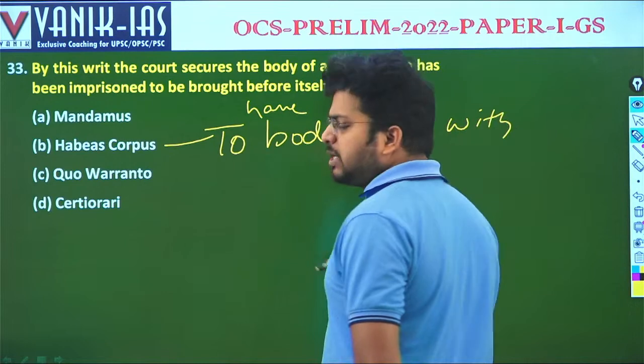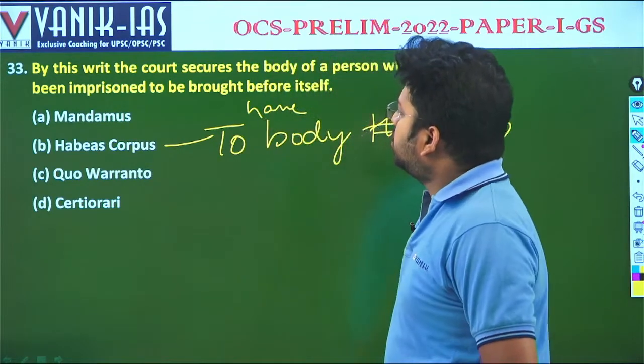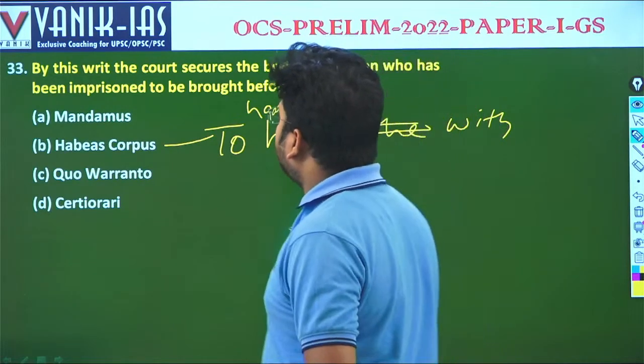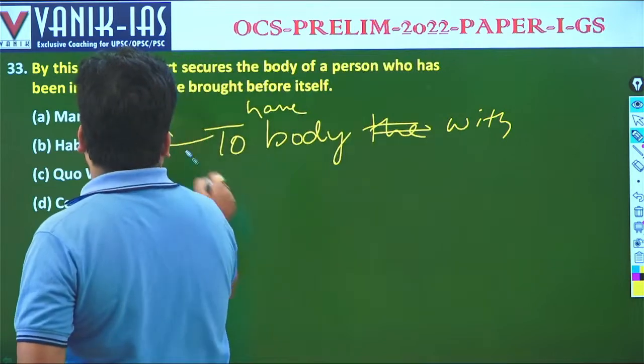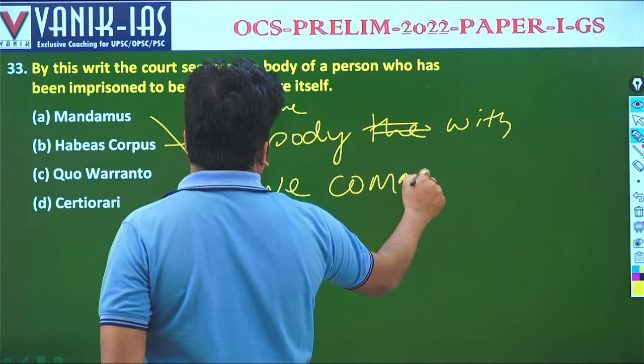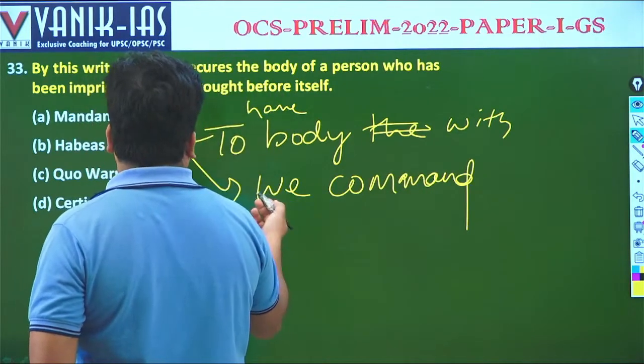That is habeas corpus. You can issue a habeas corpus and bring that particular person to be brought before itself. Mandamus means we command. If a public authority is not doing the work, then the court can issue a writ, that is, we command, or mandamus. Quo warranto: by what authority?